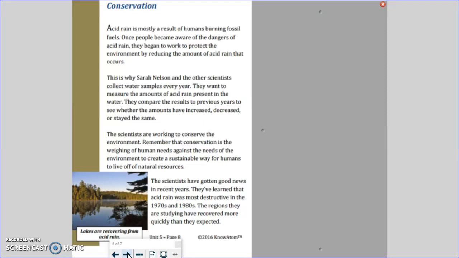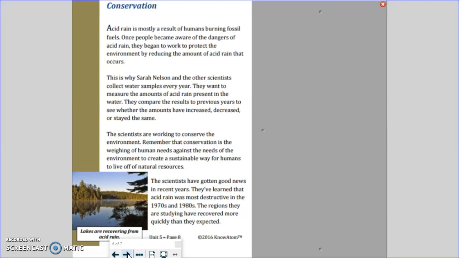Remember that conservation is the weighing of human needs against the needs of the environment to create a sustainable way for humans to live off natural resources. The scientists have gotten good news in recent years. They've learned that acid rain was most destructive in the 1970s and 1980s. The regions they are studying have recovered more quickly than they expected.